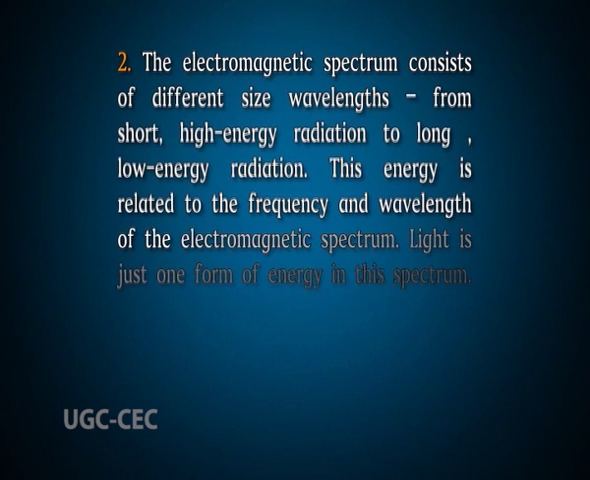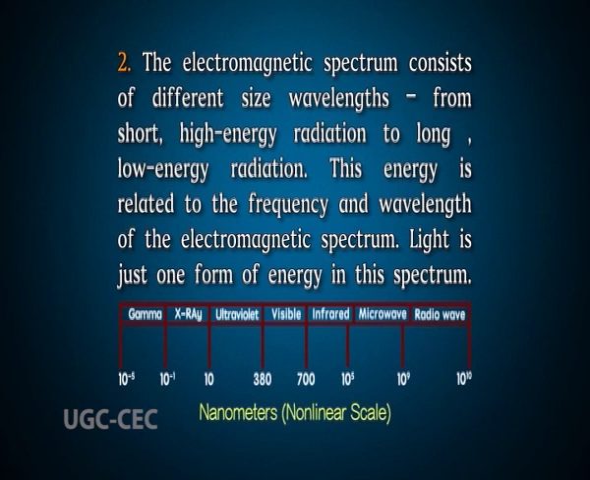Second, the electromagnetic spectrum consists of different size wavelengths from short, high energy radiation to long, low energy radiation. This energy is related to the frequency and wavelength of the electromagnetic spectrum. Light is just one form of energy in this spectrum.